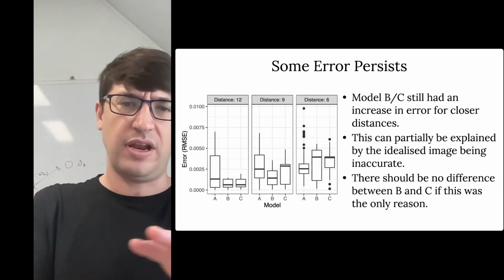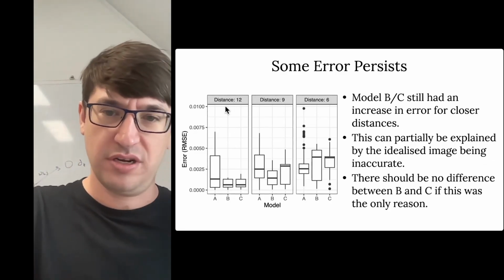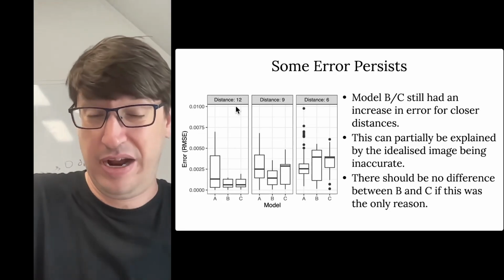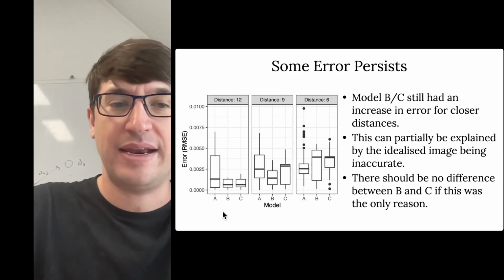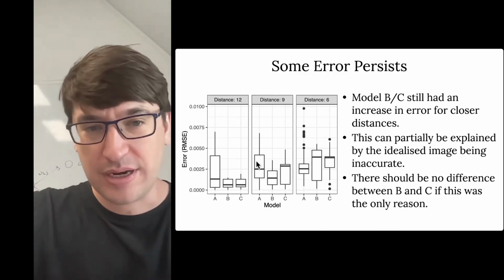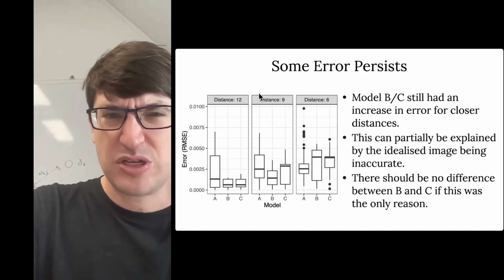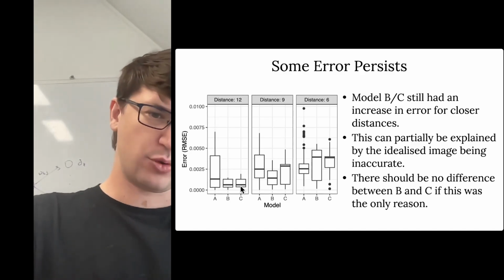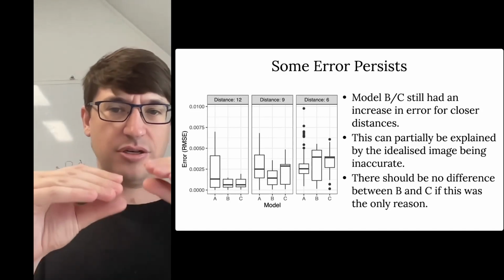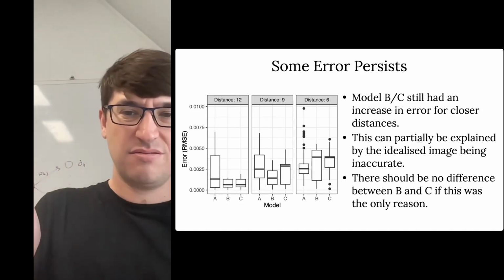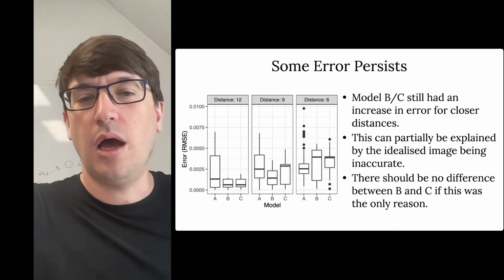So this graph on the left here is the same data as before. I've just reorganized it, so I've got rid of the larger distances because they don't interact that much, so we ignore them. And the panels are now distances so that we can directly compare the behavior of the different models. And you can now see much more clearly that B and C behave differently, especially at distance 9. Distance 12, this is more what I would expect. Some error still there, some variation, and mostly that's the difference between the idealized image not being ideal.